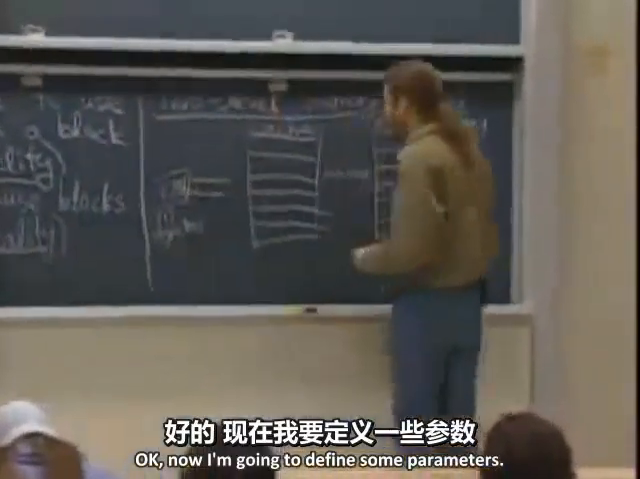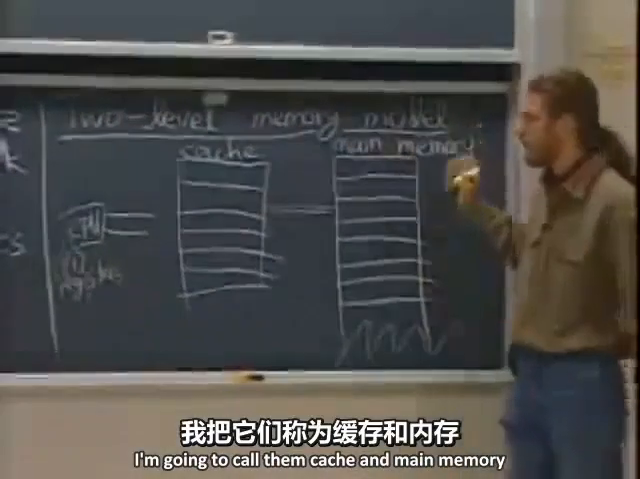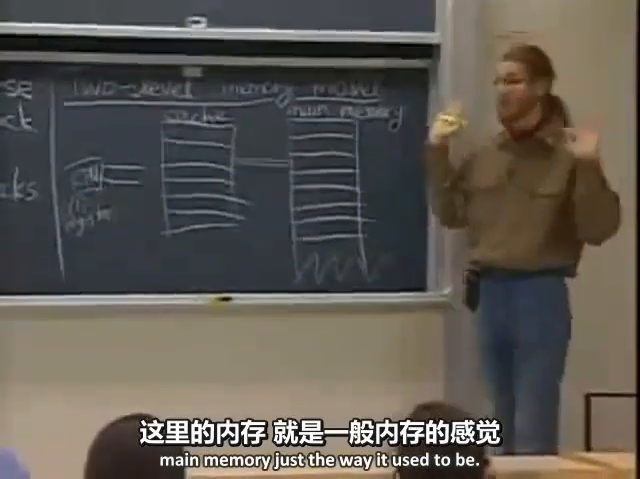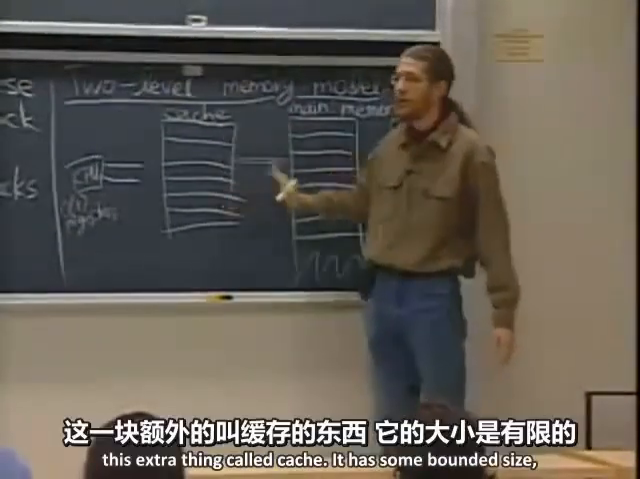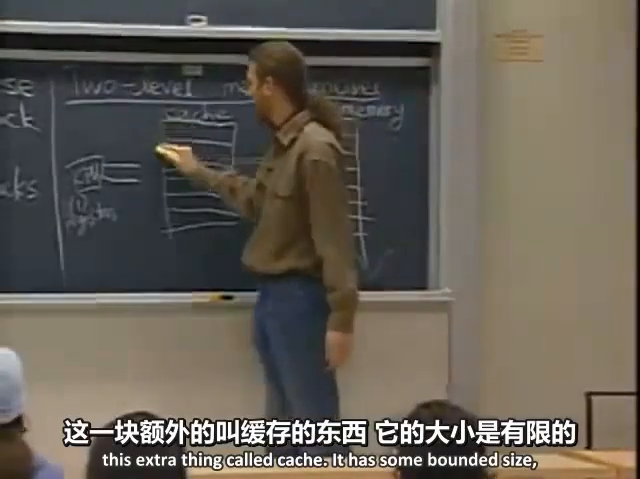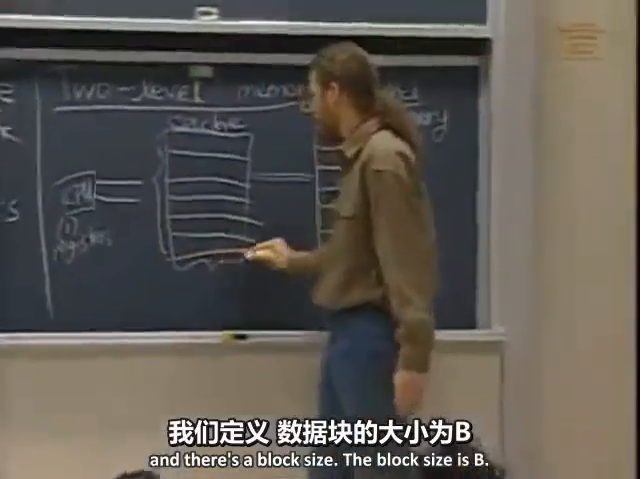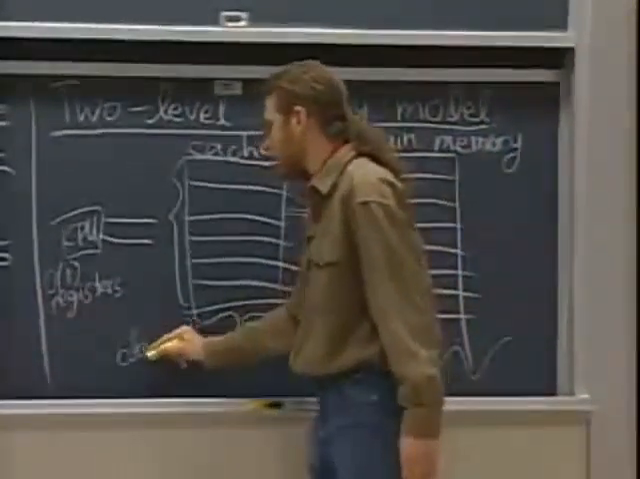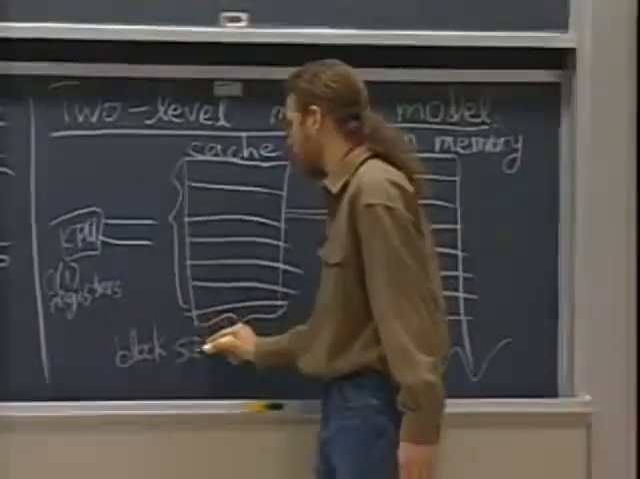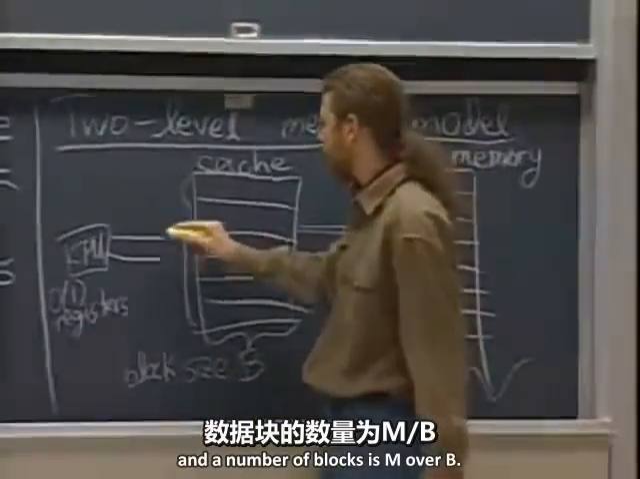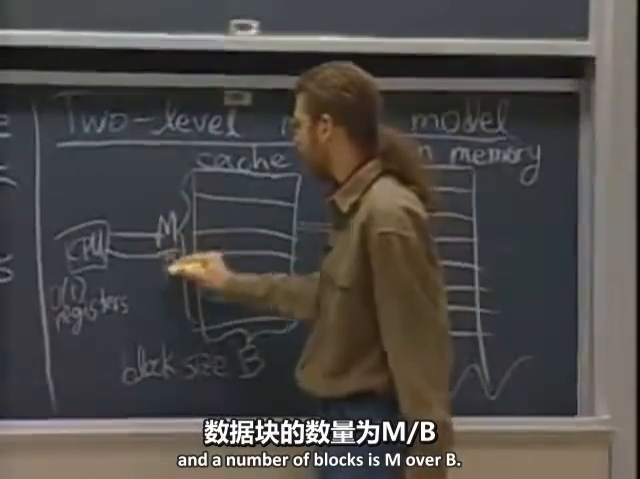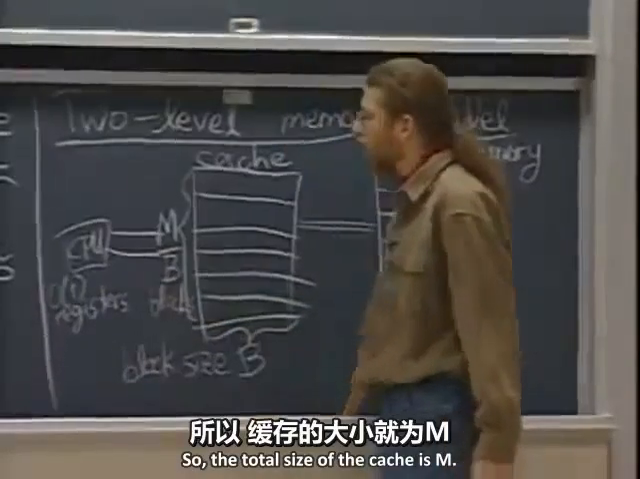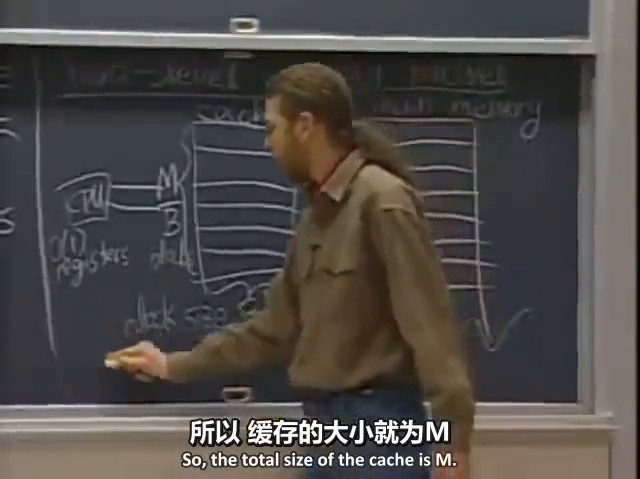Now I'm going to define some parameters. I'm going to call them cache and main memory just for clarity, because I'd like to think of main memory as just the way it used to be. And now all we have to worry about is this extra thing called cache. It has some bounded size, and there's some block size. The block size is B. And the number of blocks is M over B. So the total size of the cache is M.